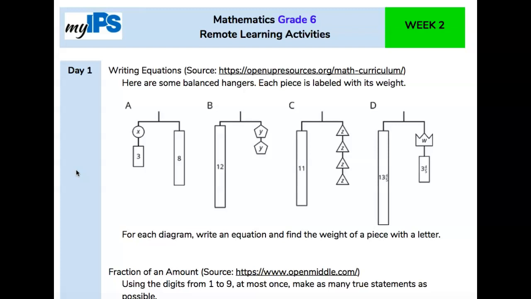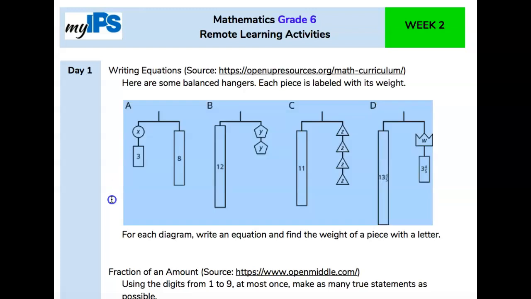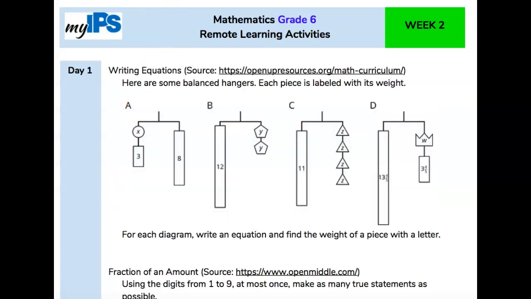Here are some balanced hangers. Each piece is labeled with its weight. So you're just going to put x equals... Okay, so here x equals 8 to be equal to this so that they balance. Right now this would be hanging, since we don't know what this is, technically this is bigger. So we have to balance it, okay?